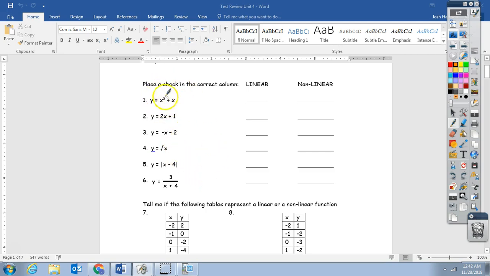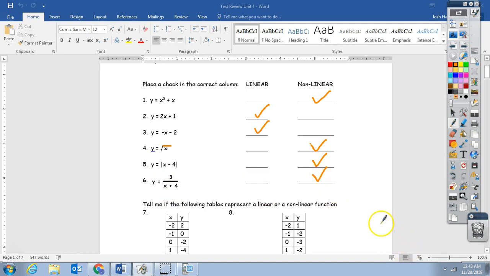So notice on this first one, you're raised to the third power, not linear. The second one, first power, linear. The third one, first power, linear. But then you get into number 4, you've got this radical, and I apologize for it not being all the way across, but you have a radical, it's a square root of x, that is not linear. Number 5, you have the absolute value of x minus 4, not linear. Number 6, you have the x in the denominator of the fraction, not linear.